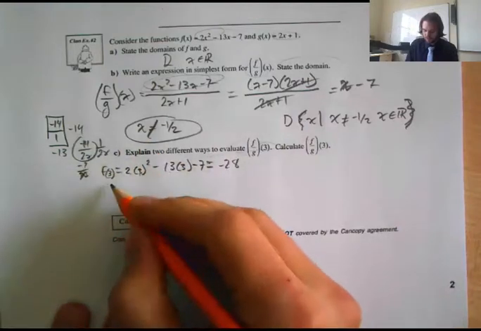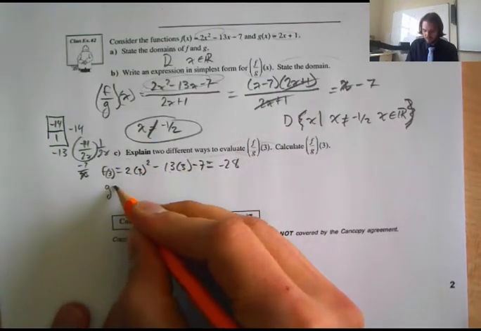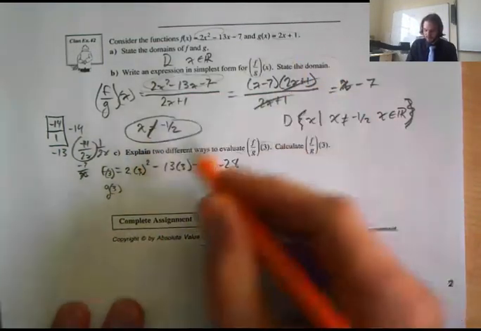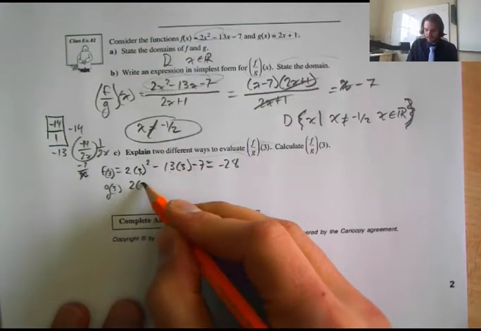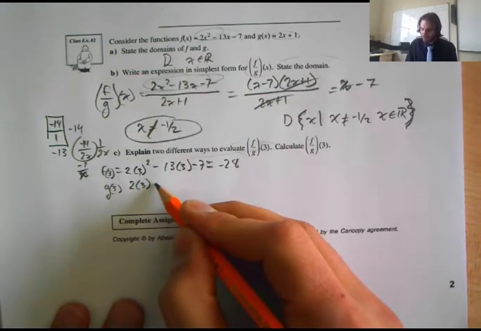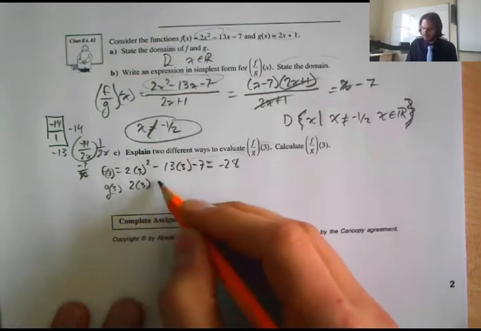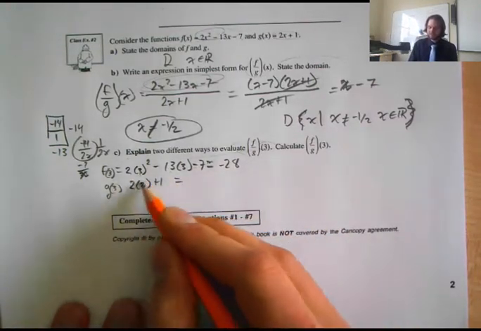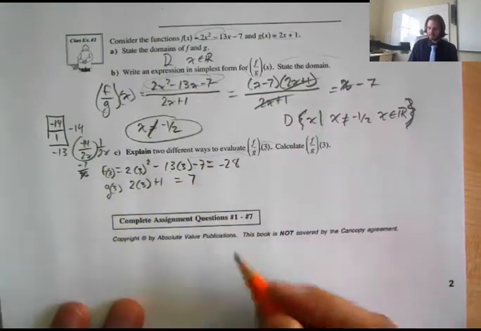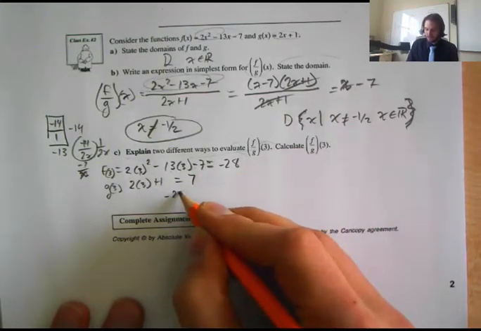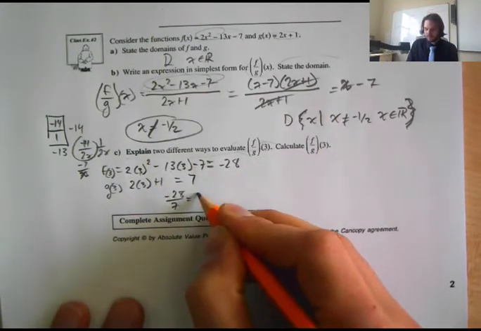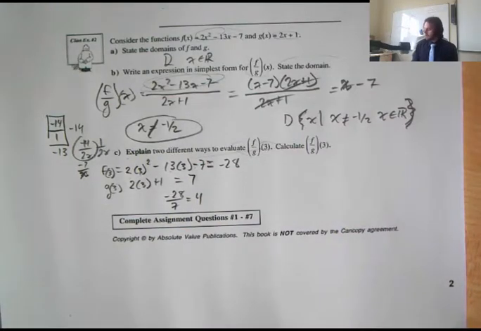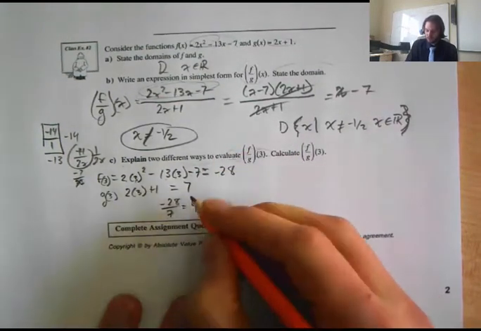Now we also have to do g of x. So g of 3 is, we have 2 multiplied by 3, and then we put in 3 for x, plus 1, which ends up giving me 6 plus 1 is 7. And I go negative 28 divided by 7 gives me negative 4.